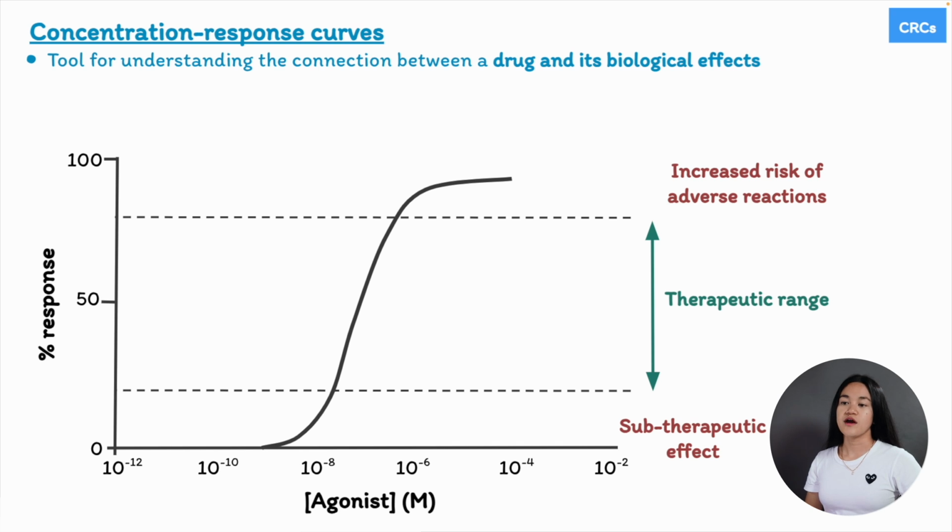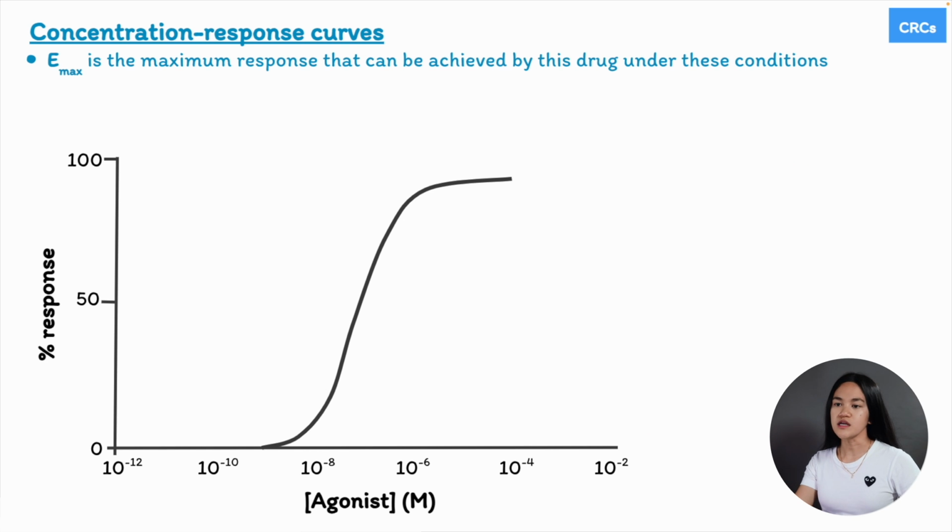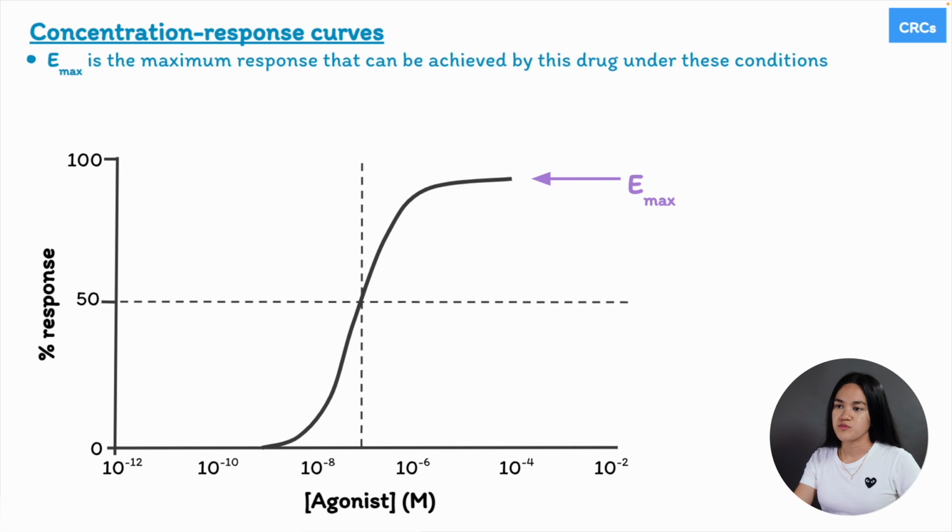Now, there are two essential parameters derived from CRCs, which are Emax and EC50. These two parameters provide insights into drug-receptor relationships and other pharmacological factors such as efficacy and potency. Emax represents the maximum response achievable by the drug under specific conditions. Emax is reached when the drug has elicited the highest response possible. Beyond this point, if we were to add more of the drug, it would not further increase the response.